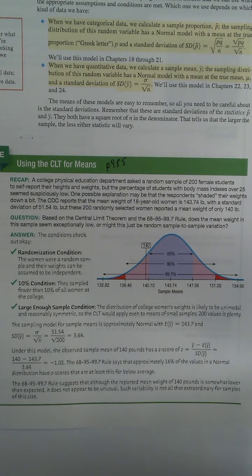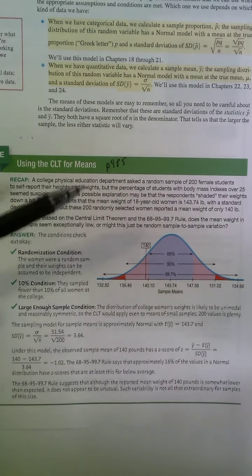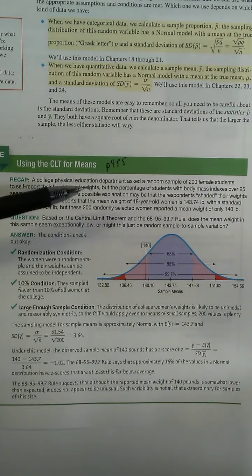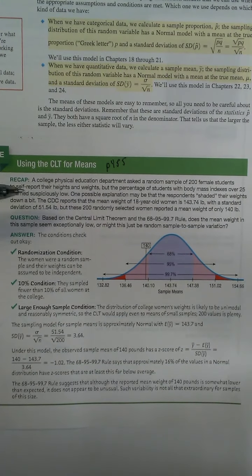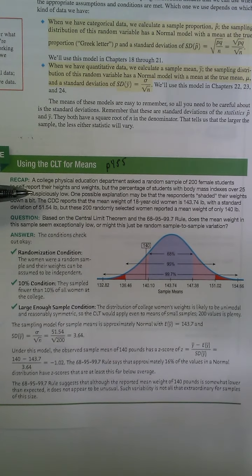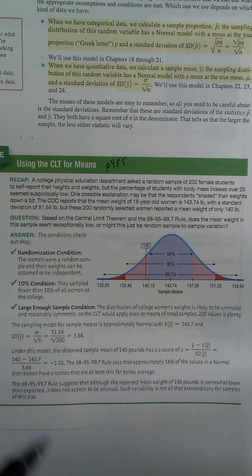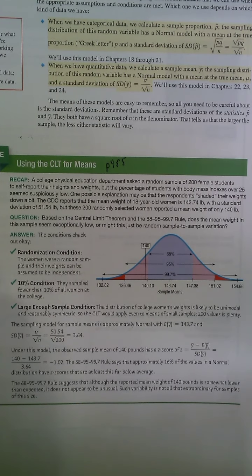Okay, so here's an example from the book. It's on page 455. And it's trying to determine if a sample is unusual. So a college phys ed department asked a random sample of 200 females. So N is 200.